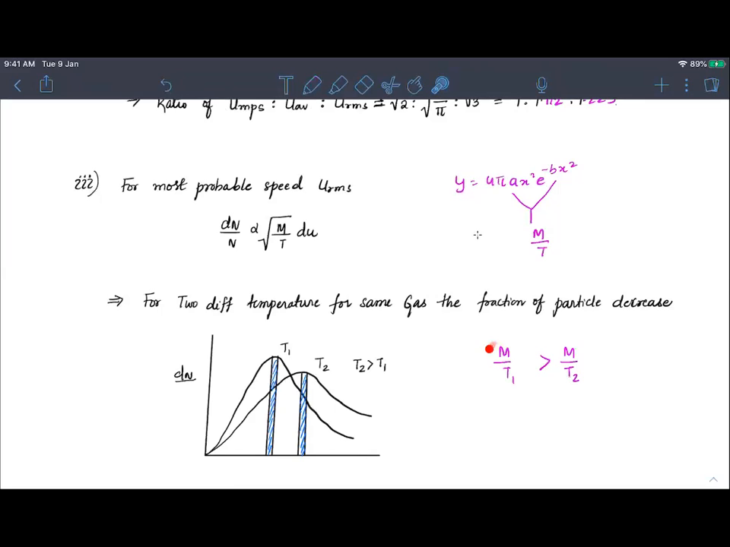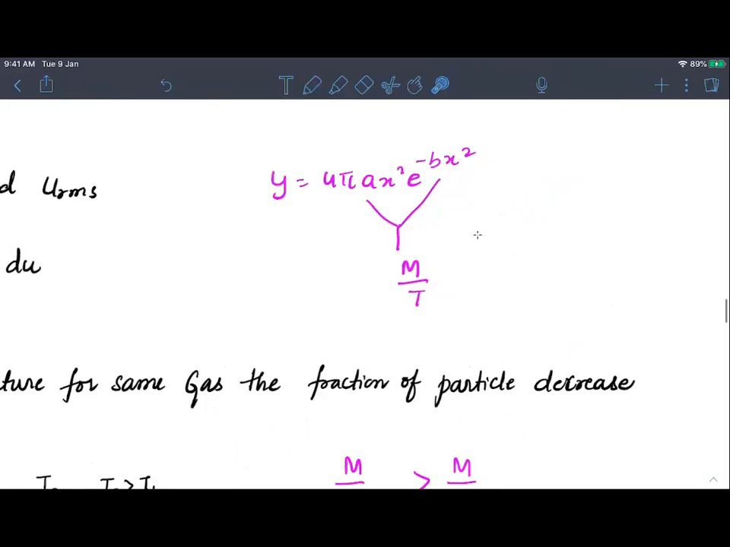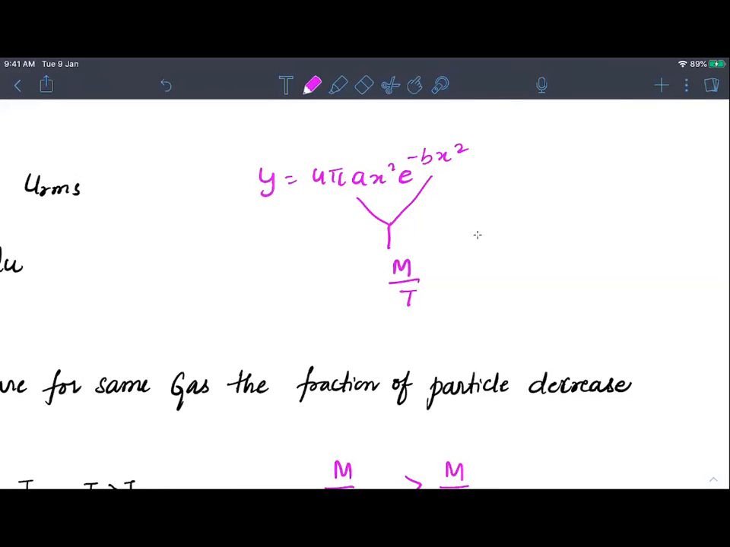In that case, if the m by T value is more compared to that of m by T2, this should be more dominant in the parabola and less dominant in the exponent form, because in the parabolic function it is helping it as it increases. Check out (4πm / 2πRT)^(3/2) u², this is the parabolic part. And e^(-mu²/2RT), sorry, this is the exponent part.